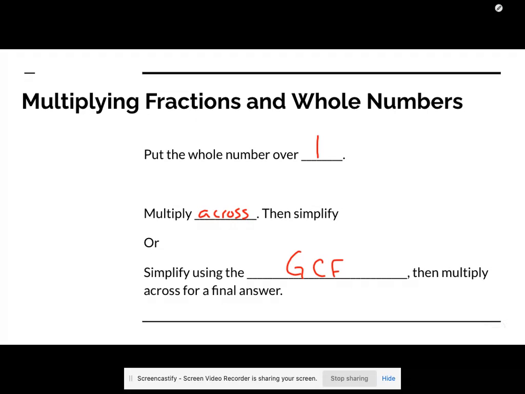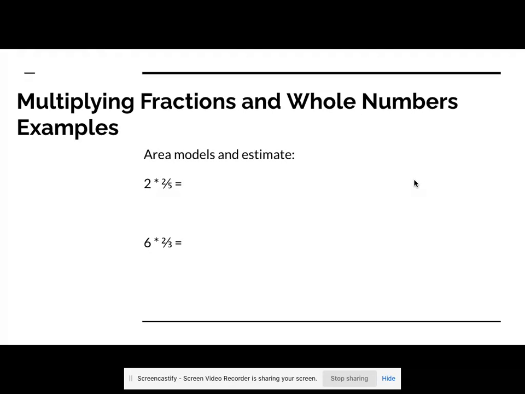So again, just like when we were estimating, I talked about both of these examples. Again, it's going to work for multiplying whole numbers as well. So an area model, I'll show you a couple of examples here. For the first one, 5 pieces. So I have 2 times 2/5.